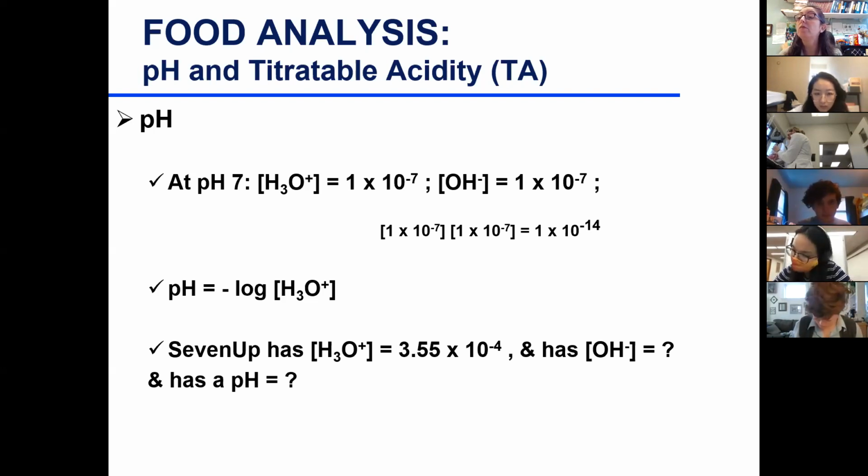pH 3.45 is correct. And the concentration of OH minus is 2.81 times 10 to the negative 11, and that is correct. So basically, you just want to know how to use your calculator and the log and anti-log function.